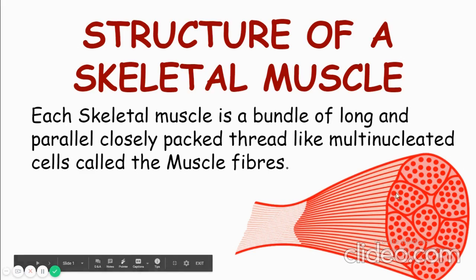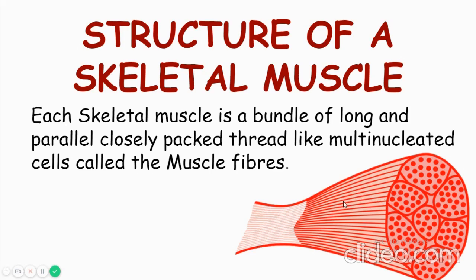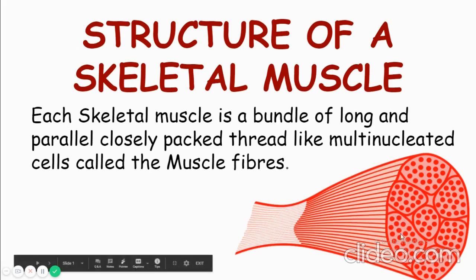So this is a skeletal muscle, and each skeletal muscle is composed of a bundle of long and parallel, closely packed, thread-like multinucleated cells called muscle fibers. This is one muscle fiber, this is a second muscle fiber, this is a third muscle fiber. Many nuclei are present in each muscle fiber, so they are multinucleated cells called muscle fibers.